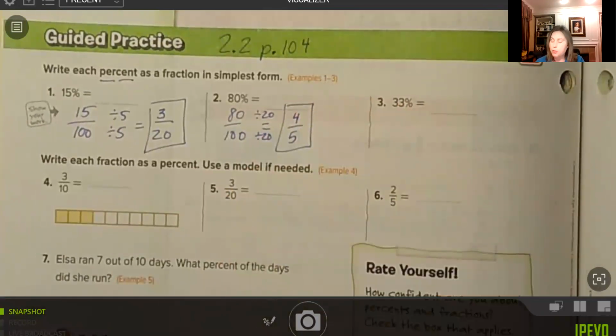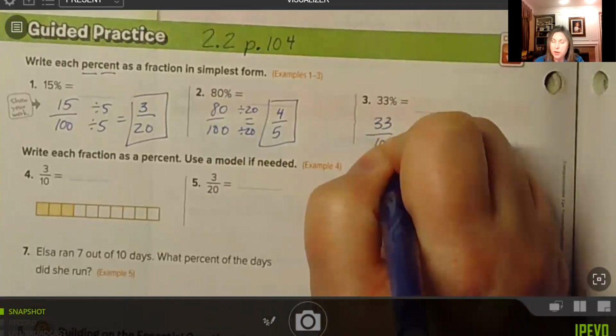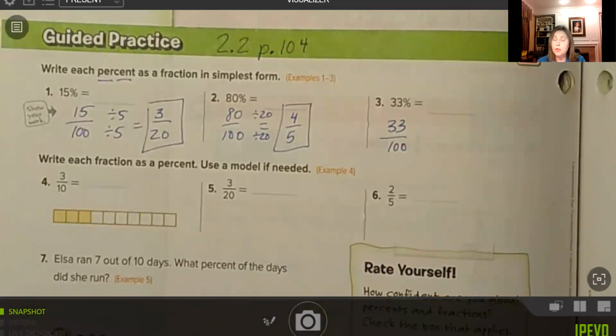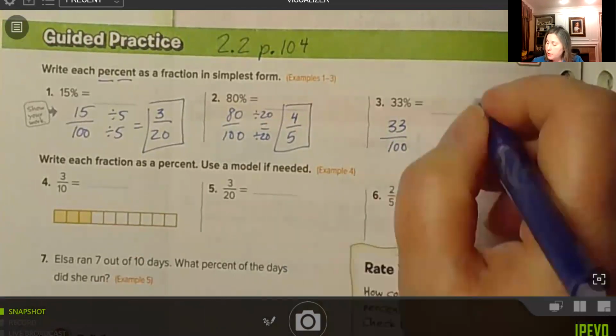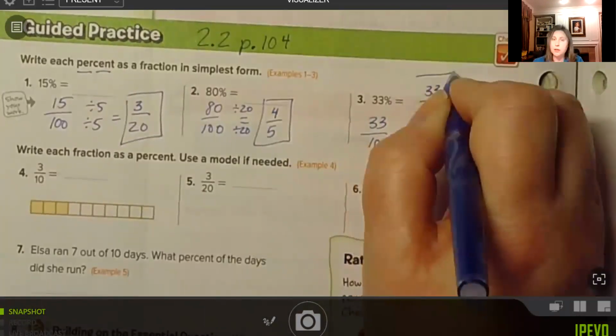And then we have 33%. That's 33 per 100. And 33 and 100 have a GCF of 1. They don't have any other common factors except for 1. So that is already in simplest form.